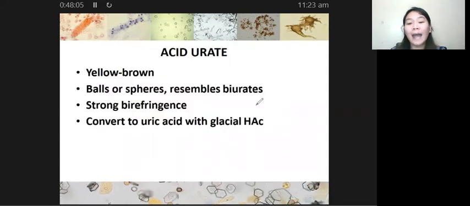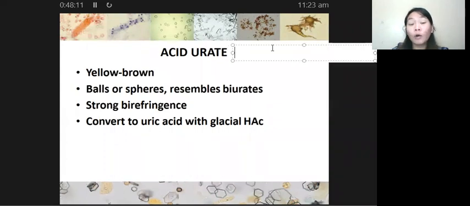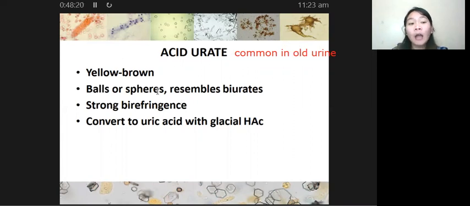Okay, so another, we have your acid urate. Your acid urate naman, this is more common in old urine as compared to fresh one. So common in old urine. Okay, so they appear as yellow-brown balls or spheres that resemble your biurates. Apart from that, they may appear as large granules and may have spicules, katulad ng ating biurate.